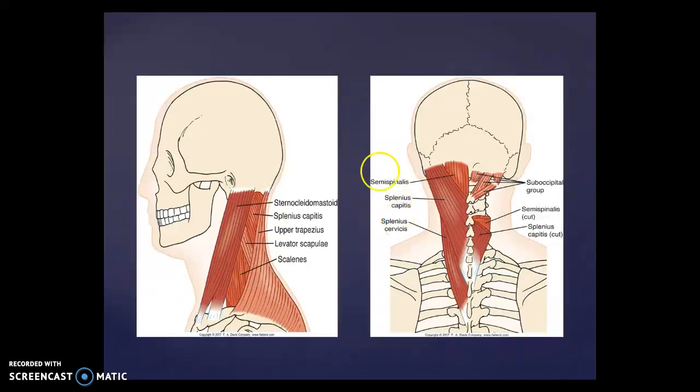And then on the last slide, we have your relations of your SCM to your splenius capitis, levator, scalenes are deep there, and then over the top here you have your upper trap. Here you have your semispinalis, splenius capitis, splenius cervicis. These are the same muscles on the other side, cut, and then deep to that is your suboccipital group.